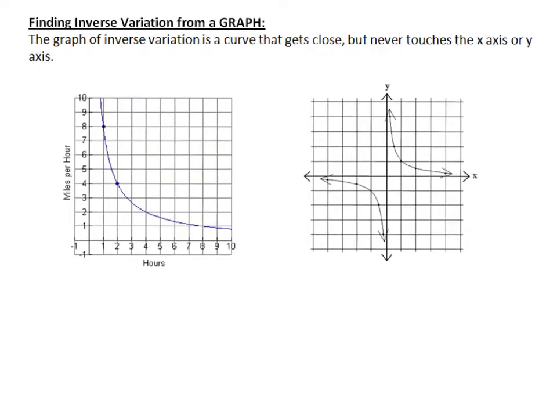So finding inverse variation from a graph. The graph of the inverse variation is a curve that gets close to but never actually touches the x-axis or the y-axis. Never actually touches either one of them, but it gets close to it. Notice these are curves. So if you see any graph that has curves, where they do not touch the x-axis or the y-axis, that is considered an inverse graph.